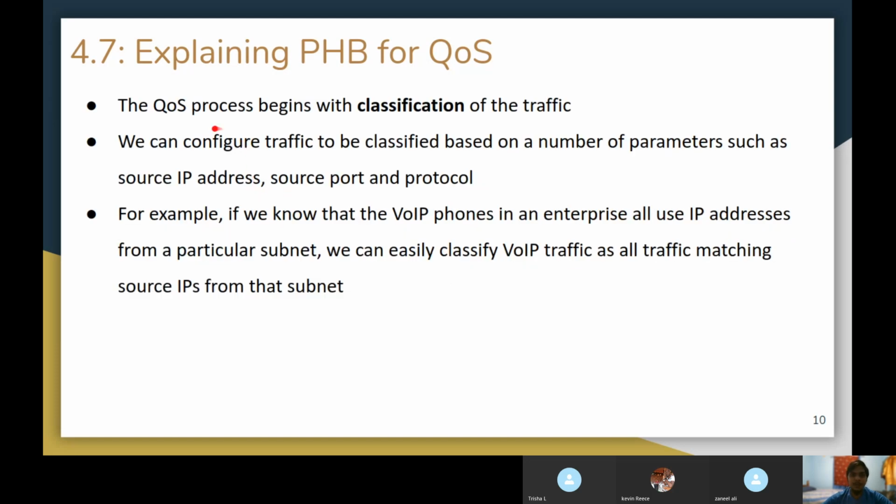Right, no questions yet. So the quality of service process begins with classification of the traffic. We can configure traffic to be classified based on a number of parameters, such as source IP address, source port, or protocol. For example, if we know that the VoIP phones in an enterprise all use IP addresses from a particular subnet, we can easily classify VoIP traffic as all traffic matched in source IPs from that subnet. So that's a common thing. If you assign IP addresses for your phones from a particular network, you could just classify that network and say everything in that network is high priority because all of those are phones.